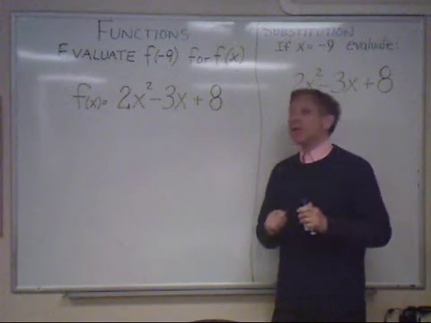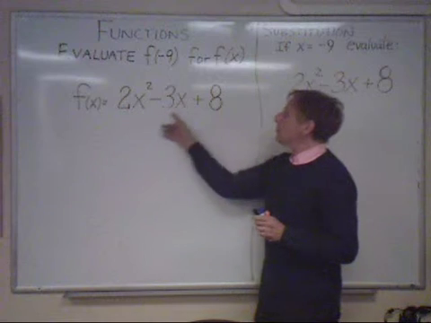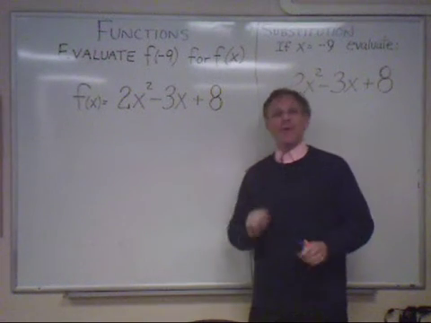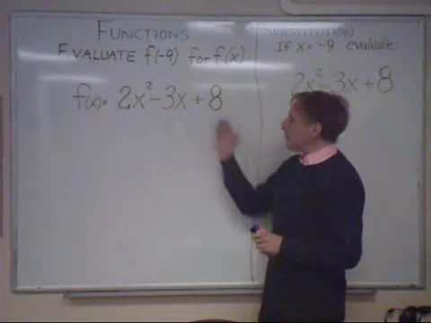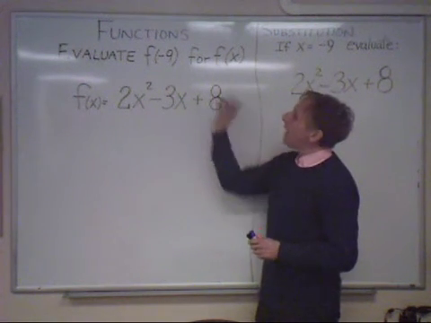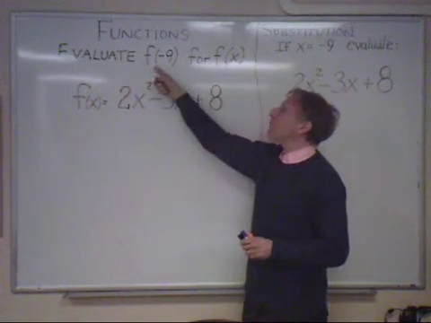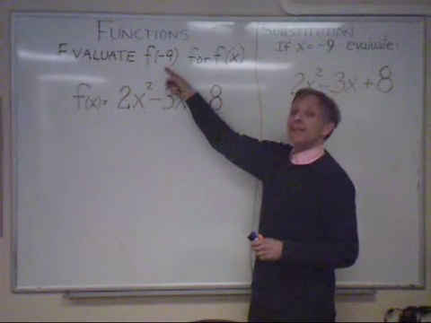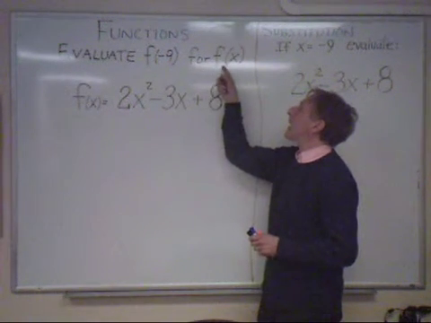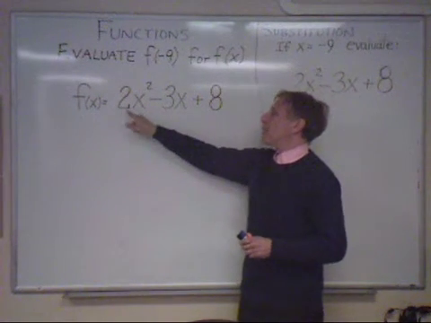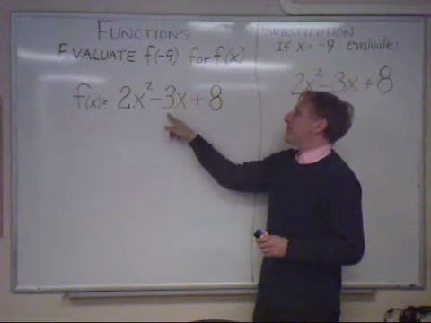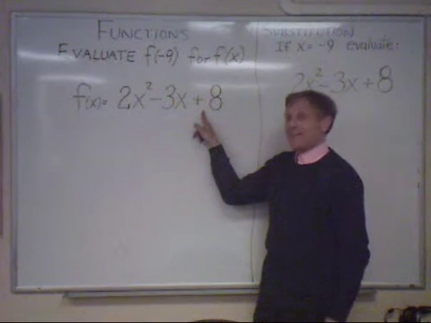If you like, you could try to do this function, stop the video, and then resume it and see if you got it right. So I'm going to work this function out. We have evaluate f, and in parentheses, -9 for f(x). And then we have the function f(x) equals 2x squared minus 3x plus 8.